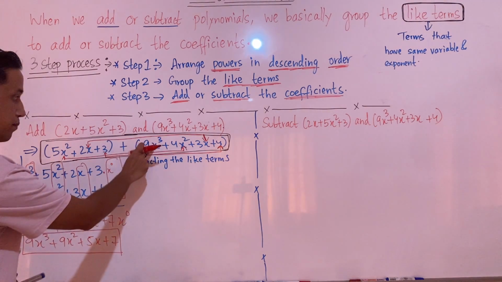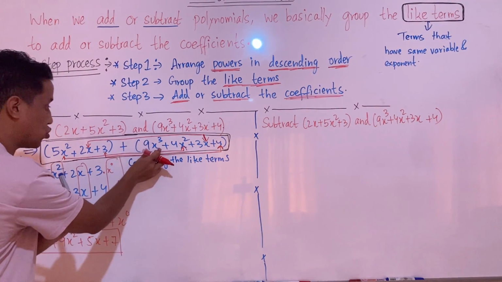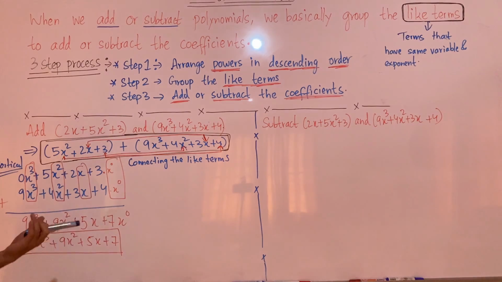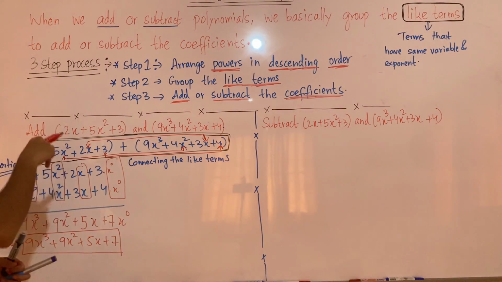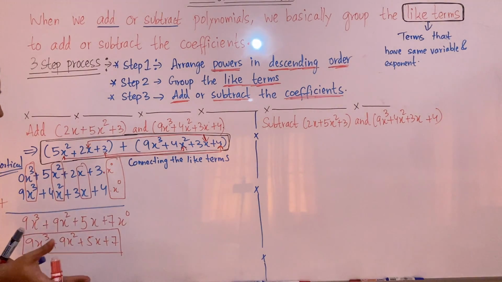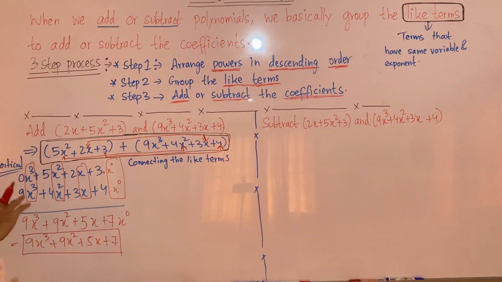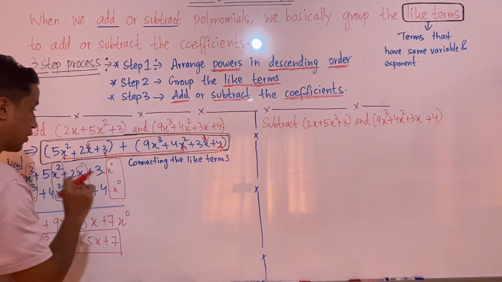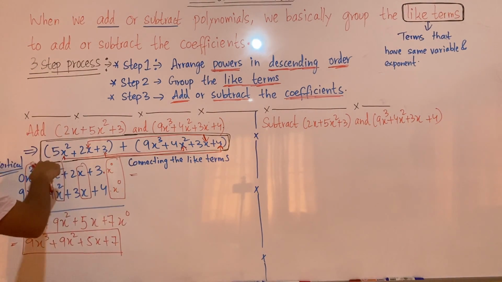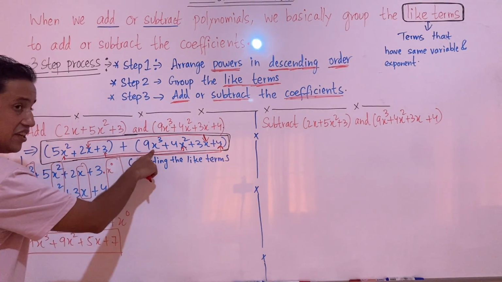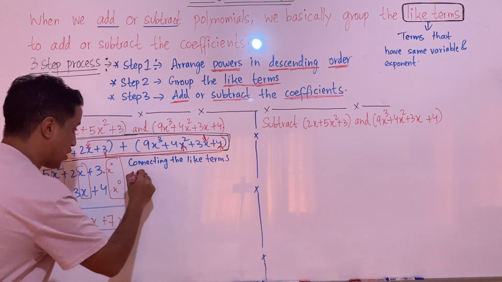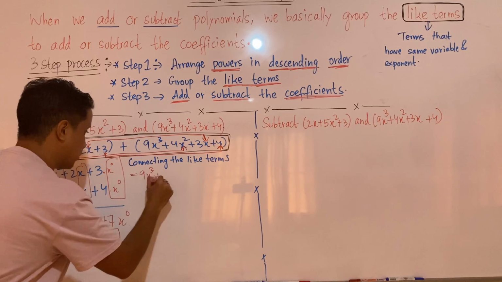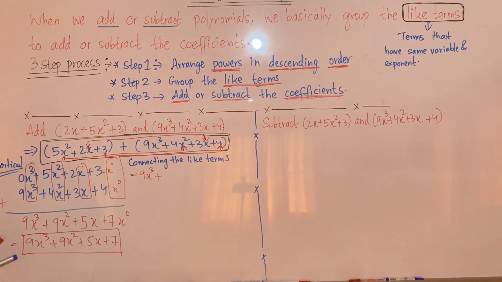Now see here, because this is x cubed, and in this expression we do not have x cubed. So one way is that you can write here 0 times x cubed, or if you don't want to write that, just ignore it. It doesn't have any like term in this expression. So I will write it first, 9x cubed.